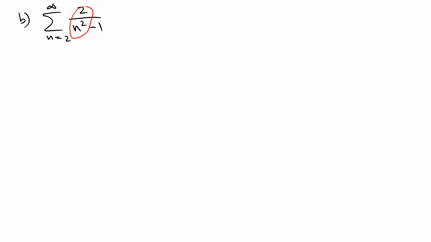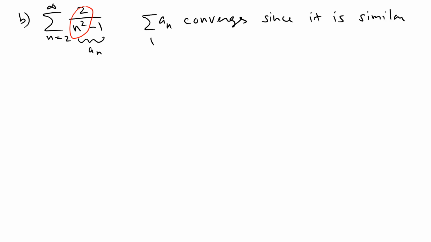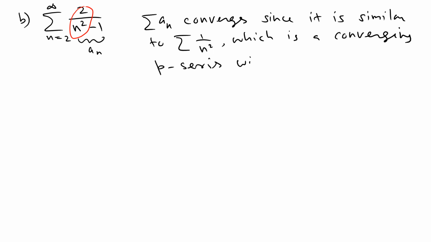So let's write that. I'm going to call this a_n. So sigma a_n converges since it is similar to sigma 1 over n squared, which is a converging p-series with p equal to 2, which is greater than 1. So this is simply the limit comparison test. That's how we were doing. So it's going to converge. That's just like a short argument.